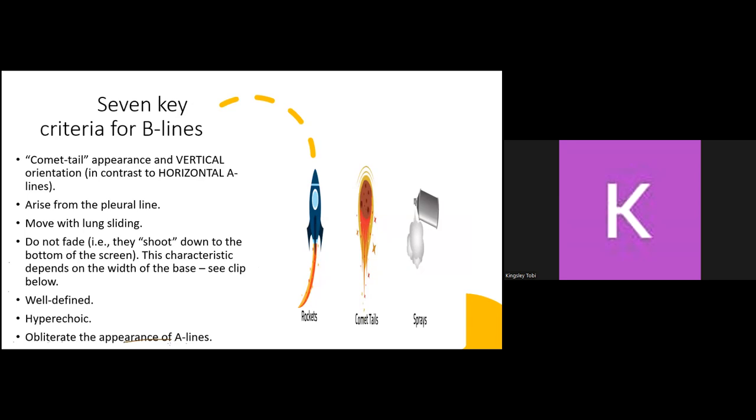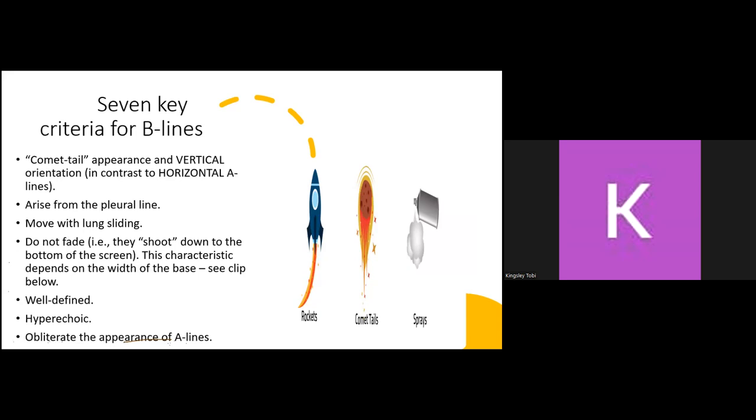They look like comet tails. These are celestial bodies that, when they get close to the sun, emit very high intensity light. They are vertical, in contrast to the horizontal A lines. They also arise from the pleural line and they move with lung sliding. They shoot down to the bottom of the screen.